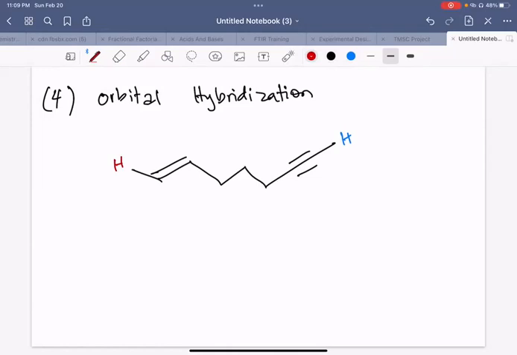Okay, so if you compare the two hydrogens or the two protons, which proton is more acidic? That could be answered by the hybridization of the conjugate base. Okay, so first you are going to convert them into their conjugate bases.